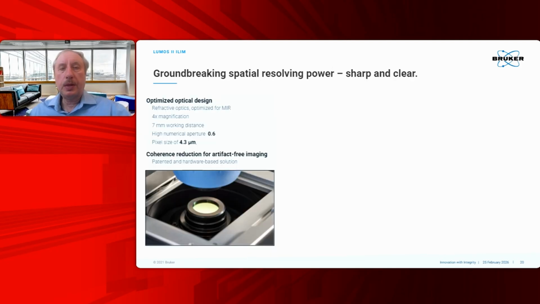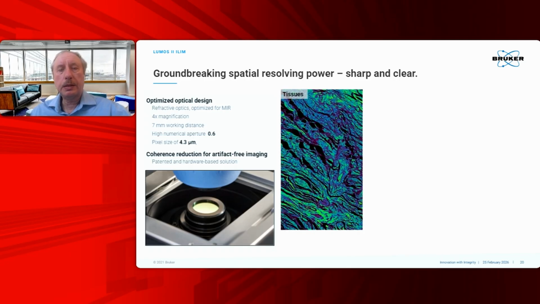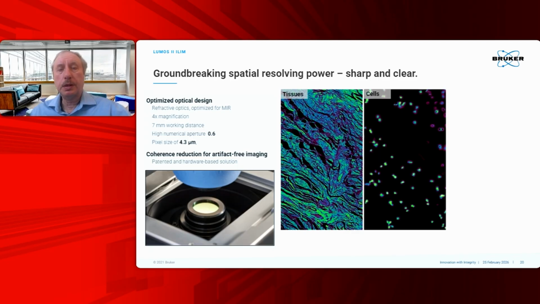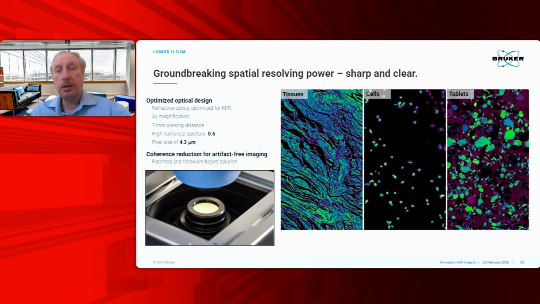One of the advantages is that it's pretty easy to operate. It doesn't require an experienced person to run it. When you start working on it, it's wizard-based. You go through the wizard, collect a visual image first, then select the area you would like to collect infrared from, and then push the next button, and it automatically collects all the infrared images and does all the calculations. This can be done for tissues, cells, and tablets.